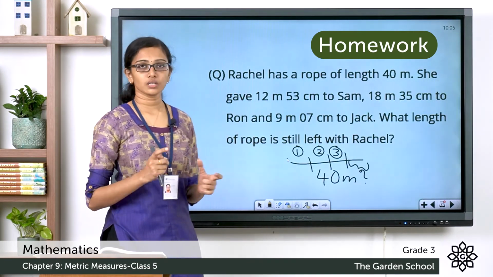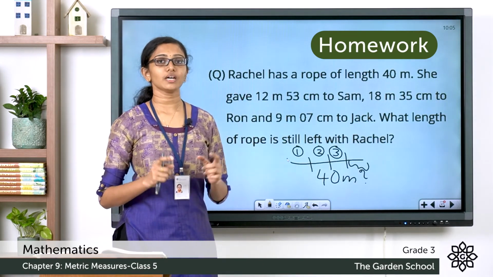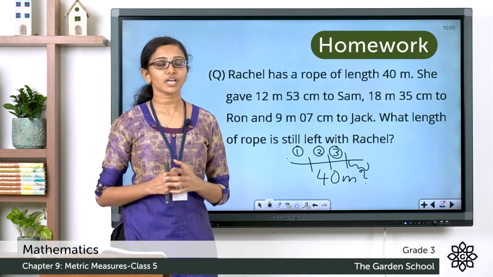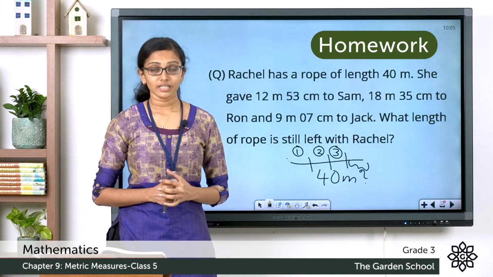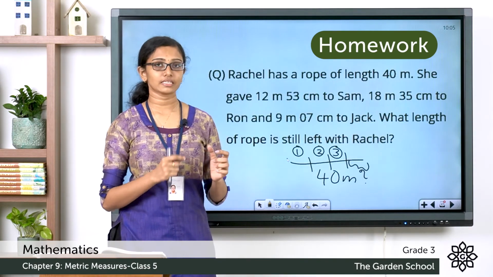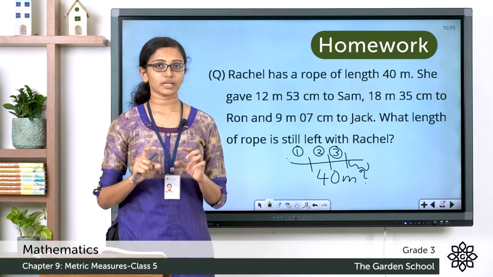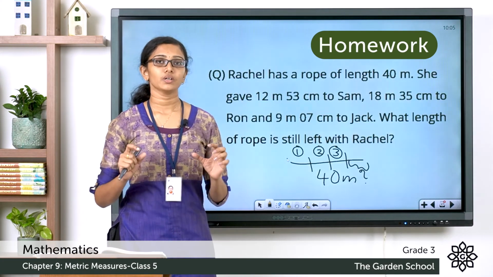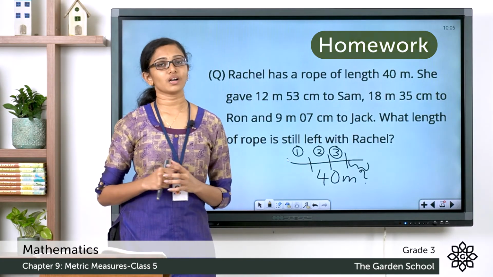Now please do this in your notebook. Then you have to take a picture and send it to us through Teams. And you also have to do a question under the life skills section. It is on page number 122. You can see the heading LS. There is one question given in a yellow box there. You have to go through it also and do accordingly.